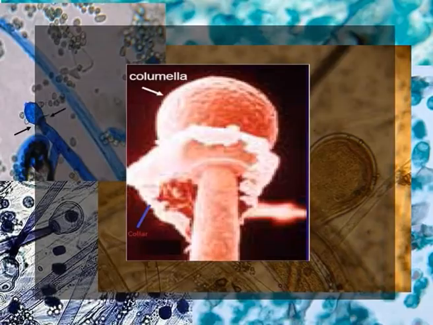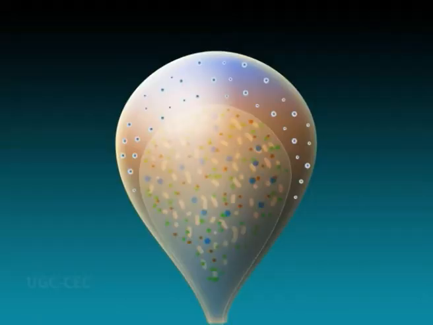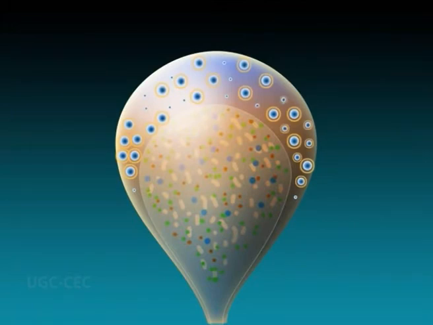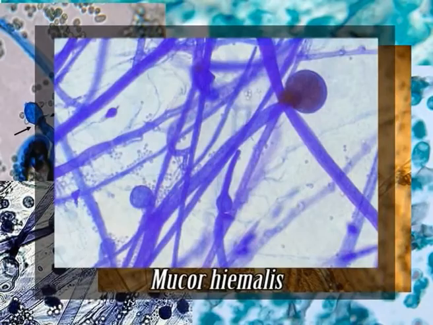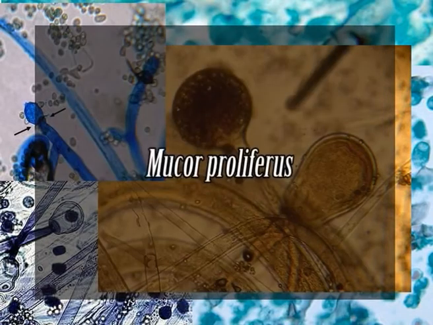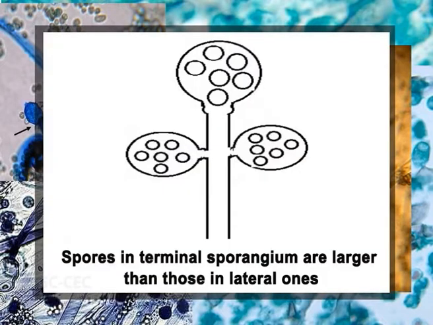A dome-shaped septum is then laid down, cutting off a distal peripheral portion from a central cylindrical or subglobose spore-free core, the columella. The contents of the distal portion become cleaved into multinucleate spores. However, spores are uninucleate in certain species such as Mucor hiemalis. All the spores are almost of the same size, but in Mucor proliferus, the spores formed in the terminal sporangia are larger than those produced in the lateral sporangia.